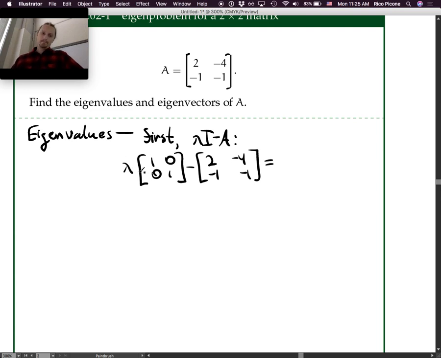So this first element here is lambda, once you distribute the lambda in there. Lambda minus 2 is the first element. Everybody see that? Okay. What is this element here, the 1, 2 element? Yeah, so it's 0 minus -4, so it's +4. You guys are ready with that answer. You guys are ready to go this Monday morning. I like it.